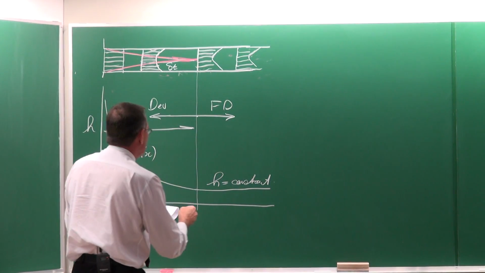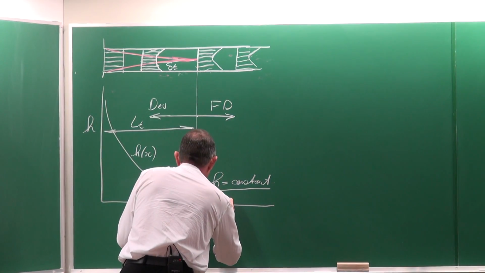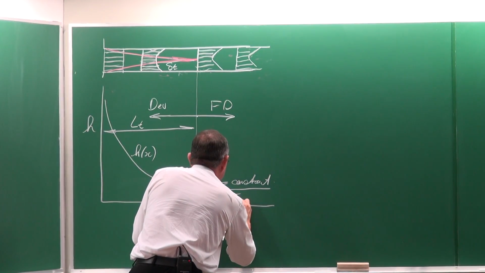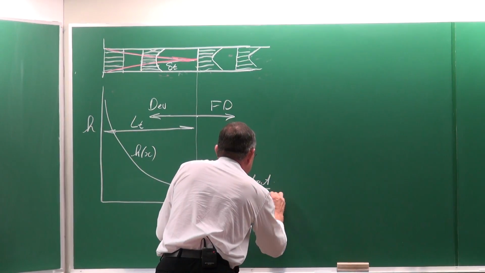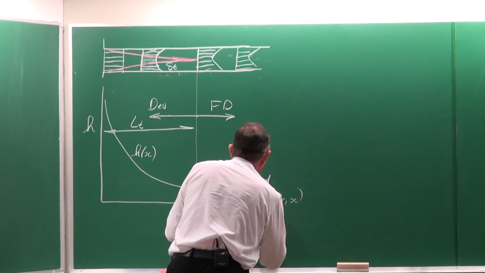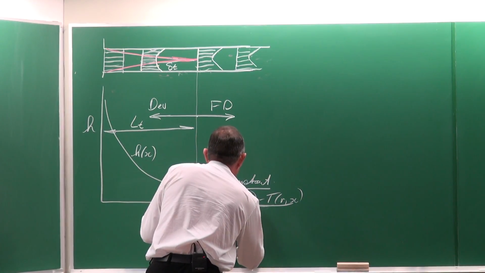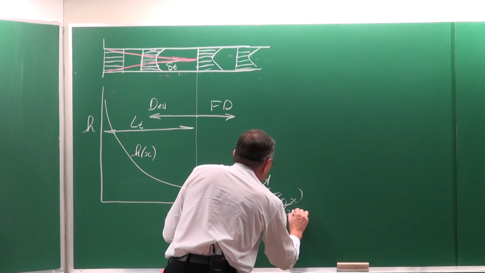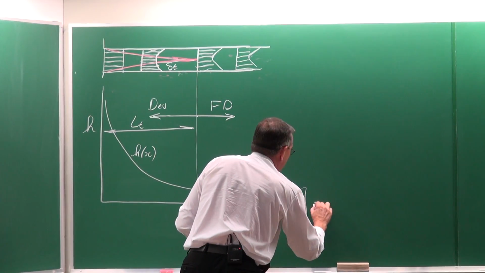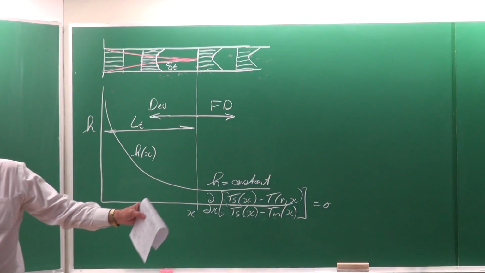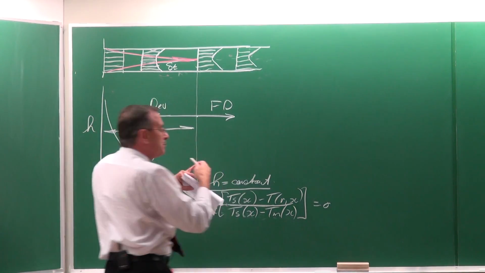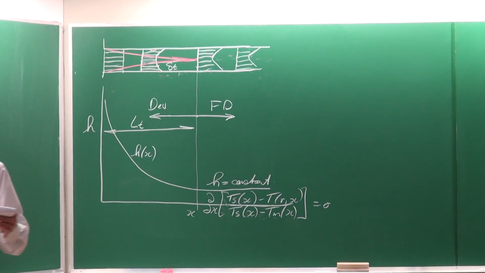And in general, the non-dimensionalized temperature, d/dx of (Ts(x) minus T(x)) divided by (Ts(x) minus Tm(x)) is equal to 0. It looks complicated, but it's just a non-dimensionalized temperature which has been written like that, and it shows that from this point on the non-dimensionalized temperature does not change, it is a constant.